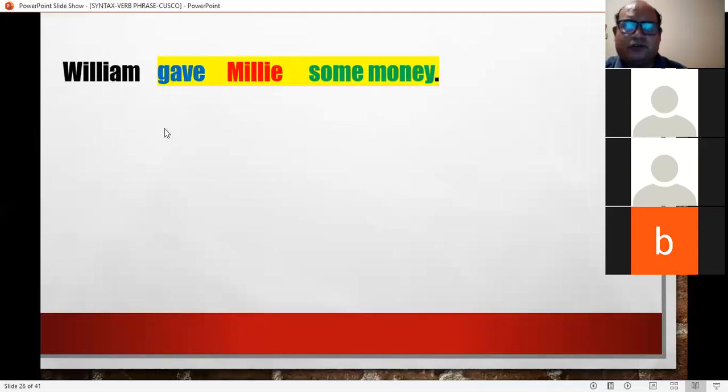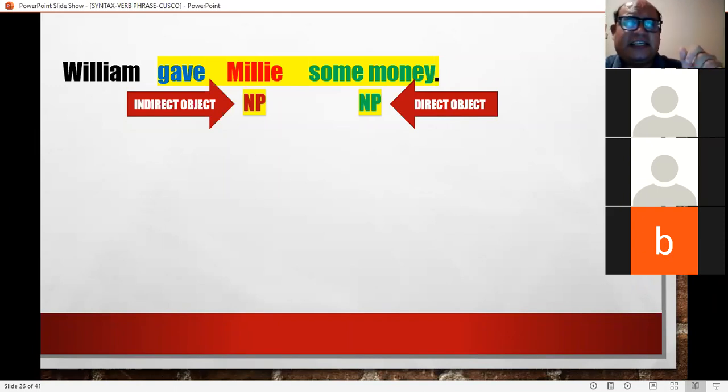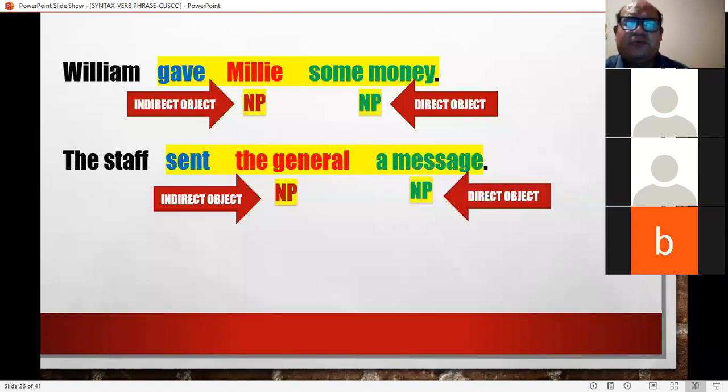So here we're going to analyze this, that Millie is the noun phrase, some money is another noun phrase. And notice what kind of objects. Millie is the indirect object. And some money is the direct object. All right? Notice here the composition. The first one is the indirect object. And the second one is the direct object. The other example. The staff sent the general a message. So you could say the general is the noun phrase. A message is another noun phrase. And again, the general is the indirect object. And the direct object is a message.